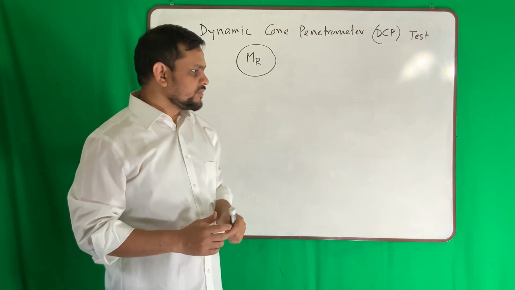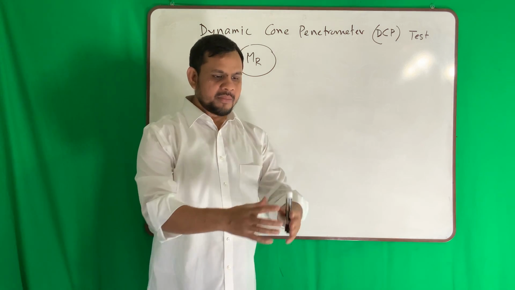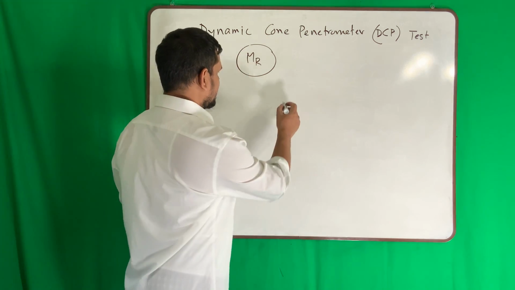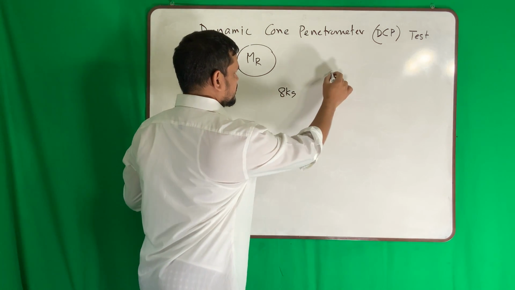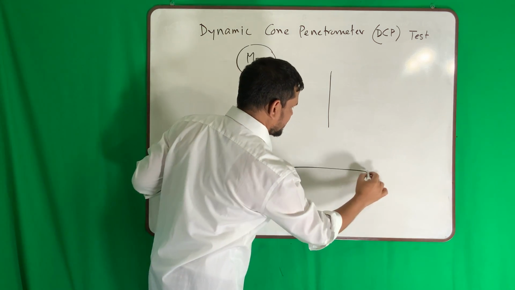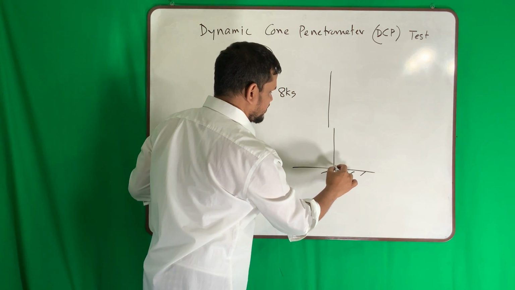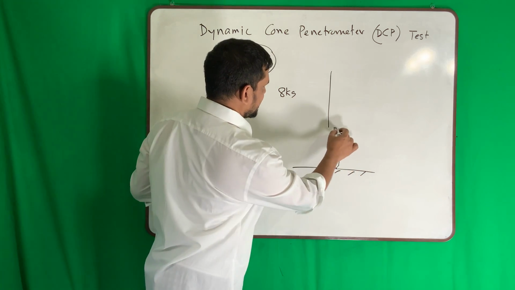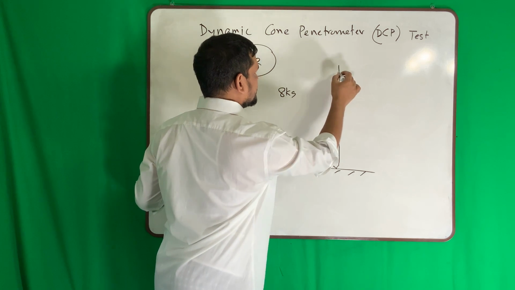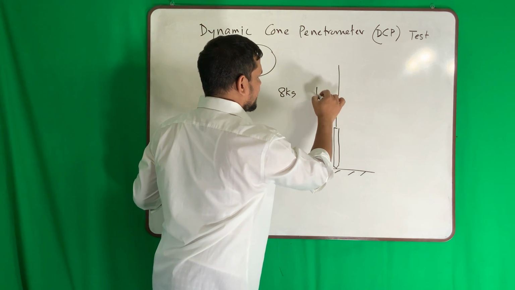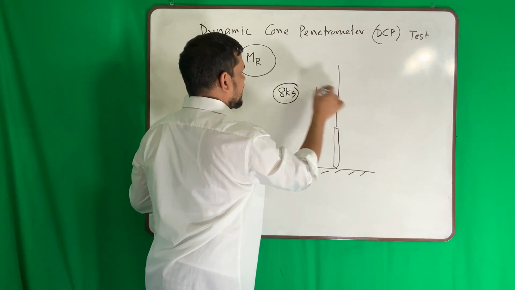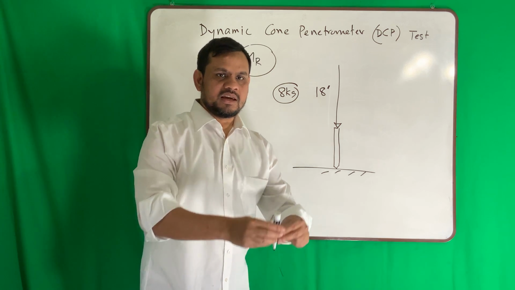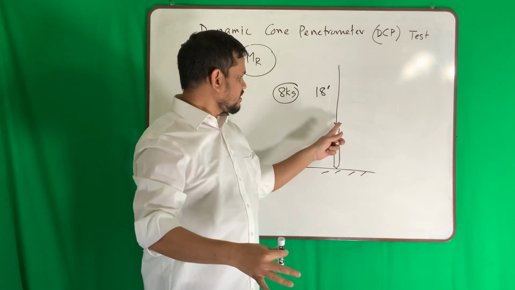What is DCP test? We take a hammer, and the hammer weight is an 8 kilogram hammer. So this is my soil. We place a cone penetrometer here. Then we drop a load, an 8 kilogram hammer, from 18 inch height. We raise the hammer and drop it on top of this.